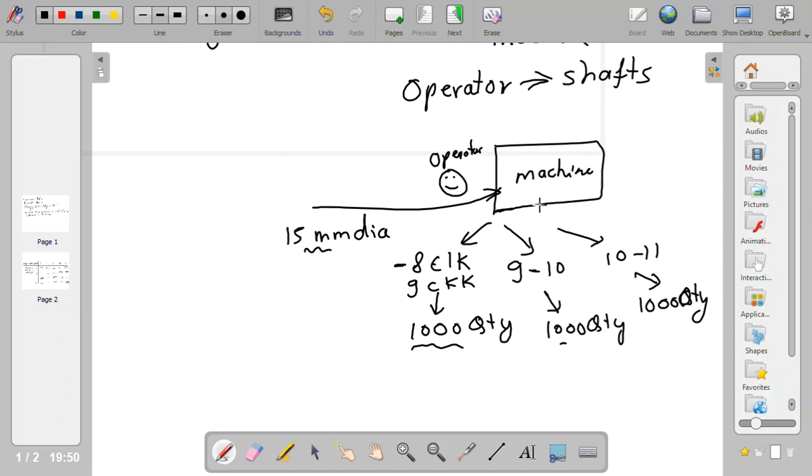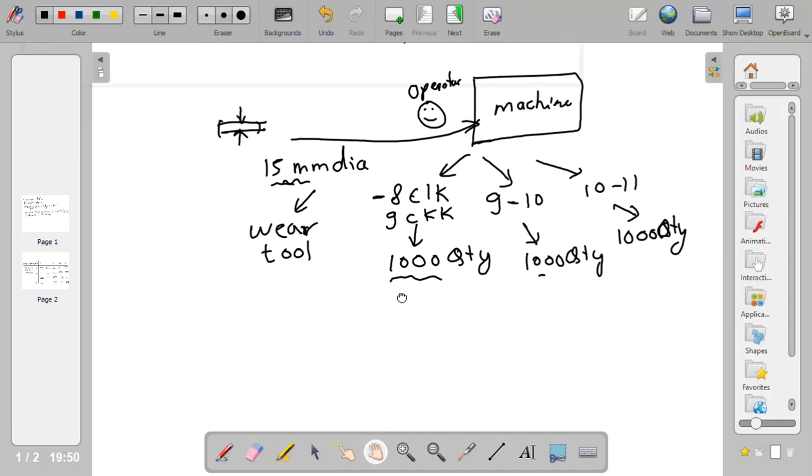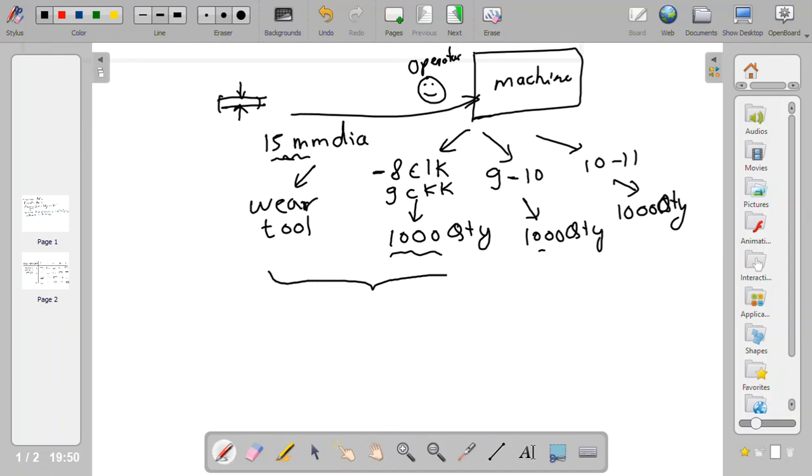In this machine we cannot say that the diameter of the shaft is always equal to 15 mm, right? It can change. Obviously you set it for 15 mm, but as time changes, definitely some wear is going to happen in your tool. So your setting will definitely change. So you have to always check whether the shaft you are manufacturing is in control or not. Control or not, okay?